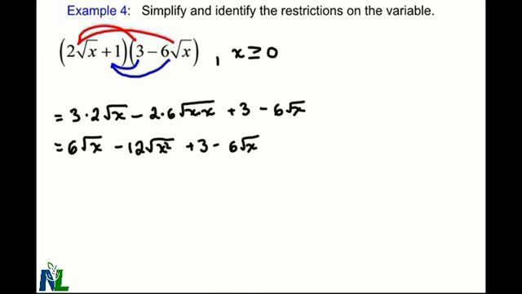Now in this step, I can see that I've got a positive 6 root x and a negative 6 root x. Those two terms will cancel with one another because if you subtract a number from itself, the answer is 0. So what I have left then is negative 12 square root of x squared plus 3. Now since I'm taking the square root of x squared, that would just be x. So my final answer would be 12x plus 3, once again stating my restriction that x must be greater than or equal to 0.